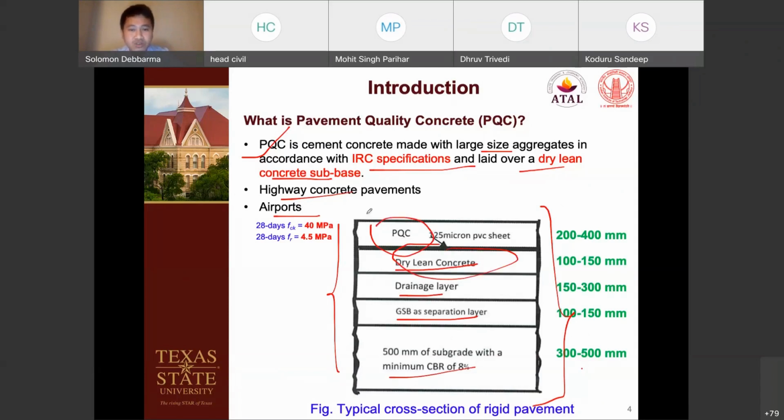So the pavement quality concrete is usually designed for 28 days compressive strength of 40 MPa and the 28 days flexural strength of 4.5 MPa. So IRC 44 recommends that the minimum compressive strength for the PQC slab should be 40 MPa, and the 28 days flexural strength should be 4.5 MPa at least. So in this lecture, we are going to talk about how to design the mix for the PQC slab, right?